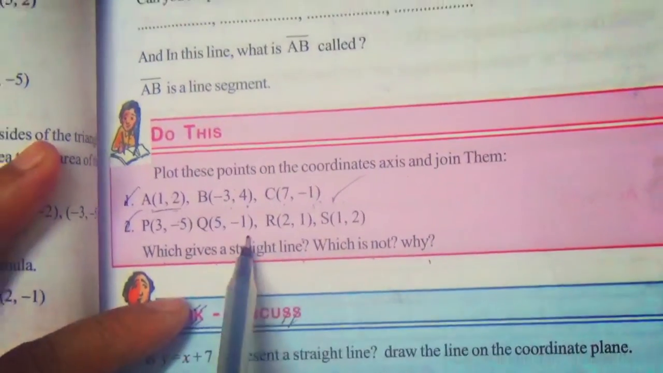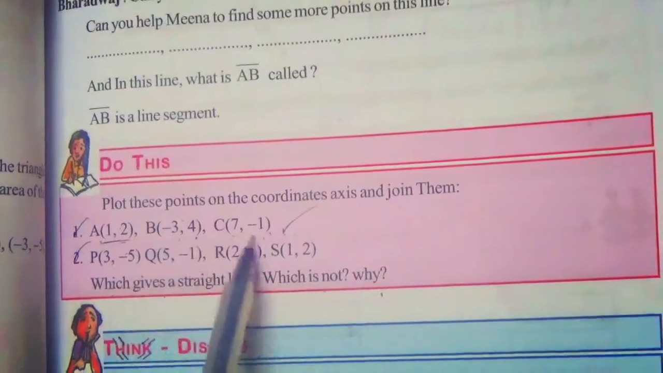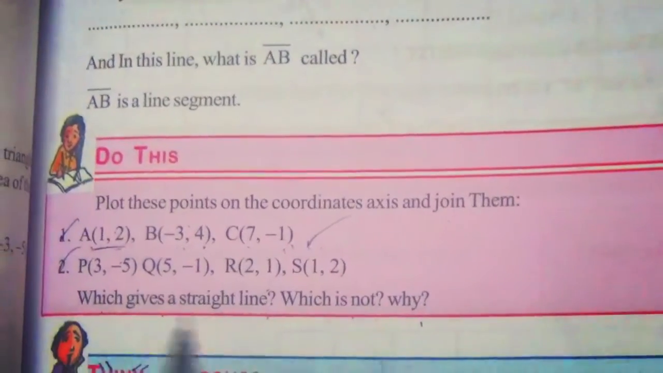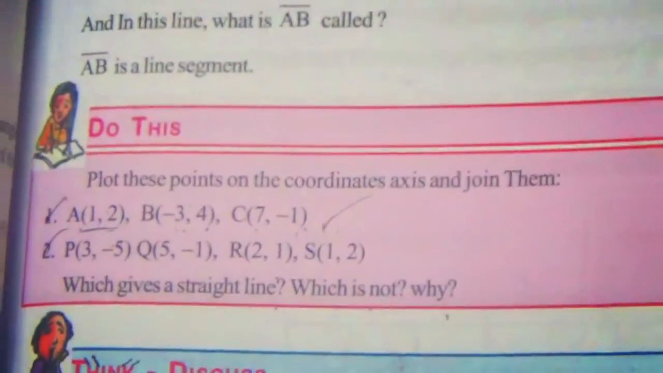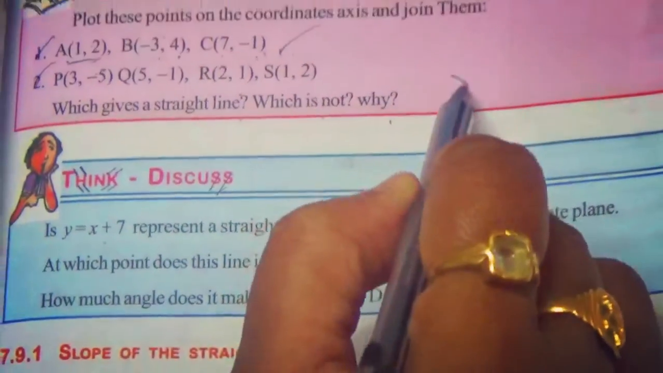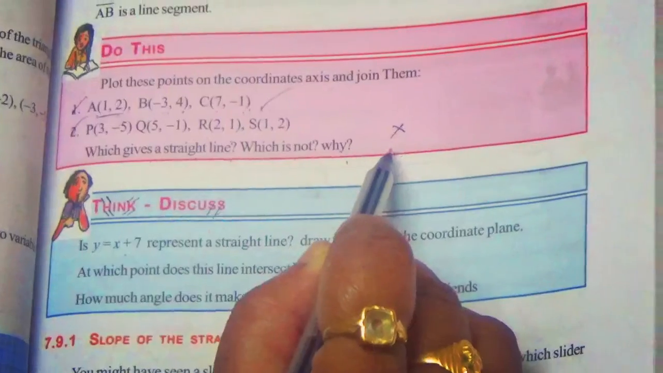The second one does not. Why? Because here all the points are in a straight line, which makes them collinear. The first one is collinear. Okay. So in the second sum, think and discuss. No need to write this in your notes.